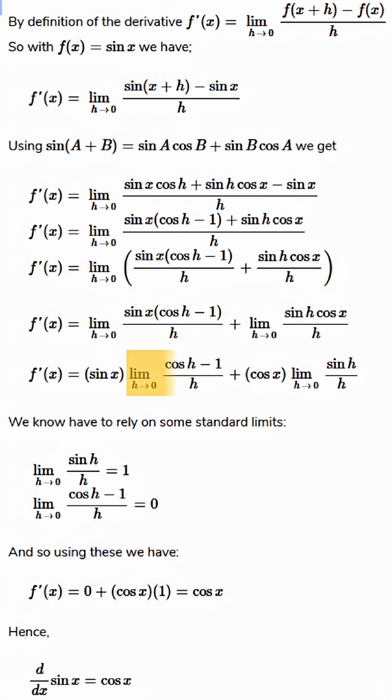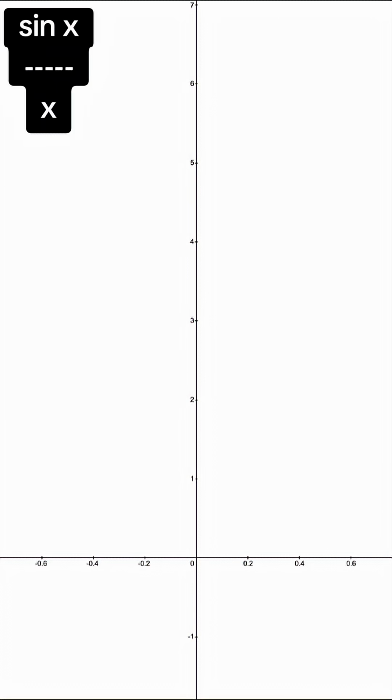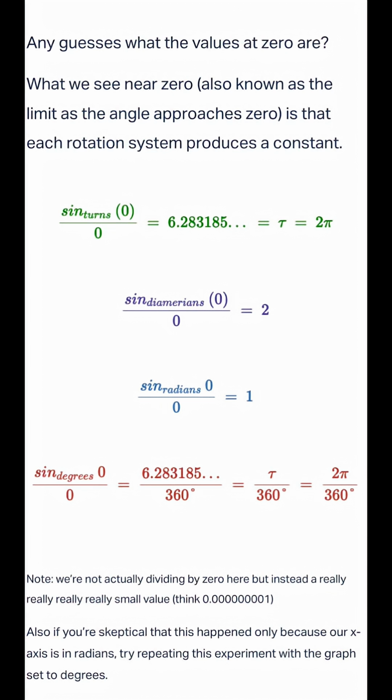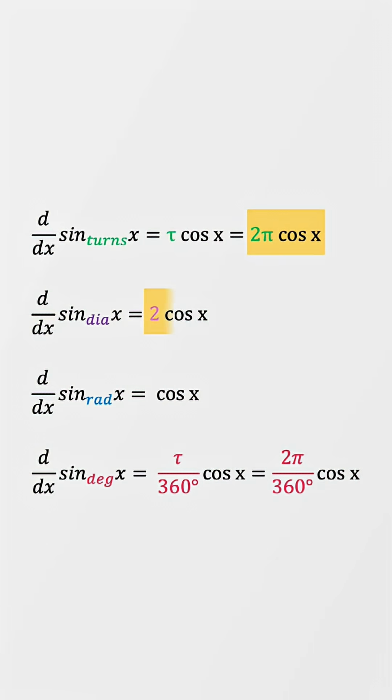Where we encounter this first is in this curious little expression in the derivative of the sine function. It's sine of theta over theta. And if we were to graph sine of theta over theta in four different systems, radians, degrees, turns or revolutions, and diamerians, we see that all of these expressions have different values, and the only system that evaluates to 1 is the radian system.